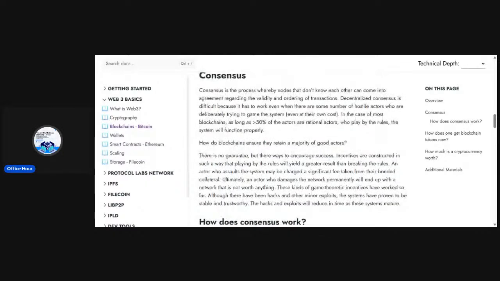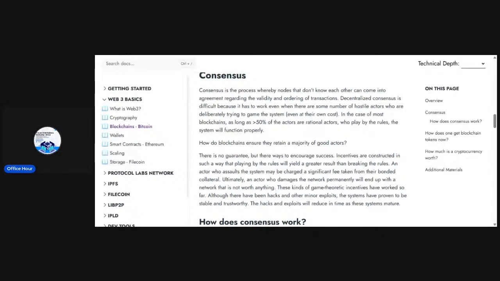That's why you have the incentives, and they're constructed in such a way that playing by the rules will yield a greater result than breaking the rules. An actor who assaults the system may be charged a significant fee taken from the bonded collateral. Ultimately, an actor who damages the network permanently will end up with a network that is not worth anything.